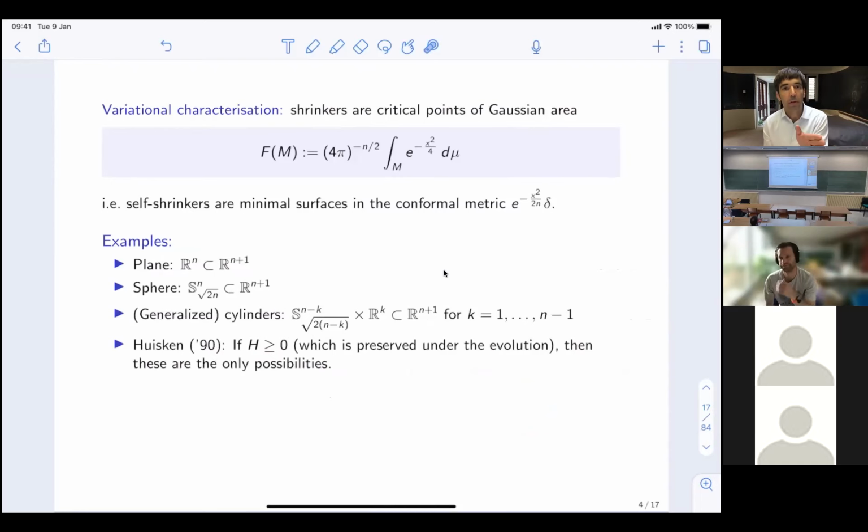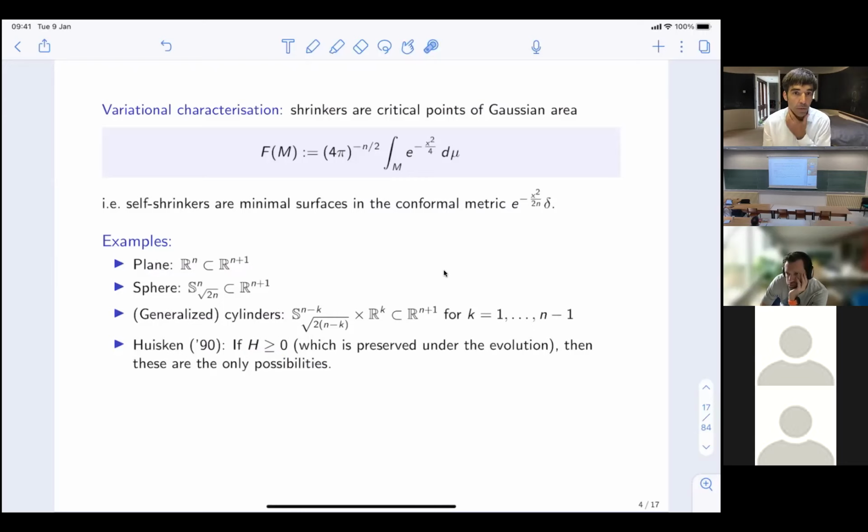Because if it avoids itself initially, then you use the avoidance principle, you see the flow will keep avoiding itself for all positive times, if you just shift it a little bit in time. But the idea is, you can take a limit and differentiate that condition. And that condition will just tell you that the mean curvature, non-negative mean curvature, is preserved. So in some sense, you can see non-negative mean curvature as an infinitesimal version of the avoidance principle.